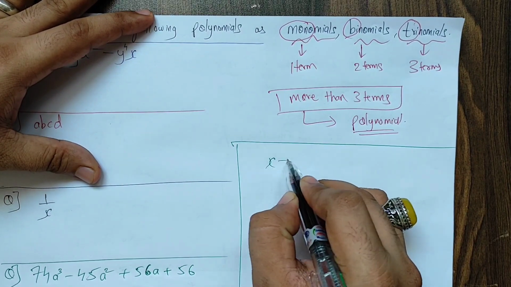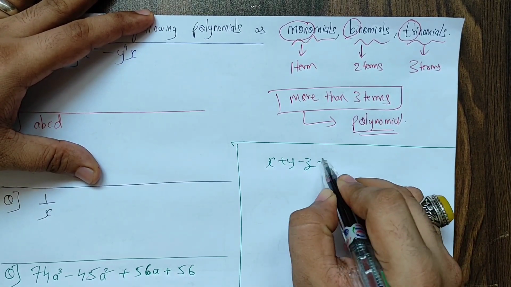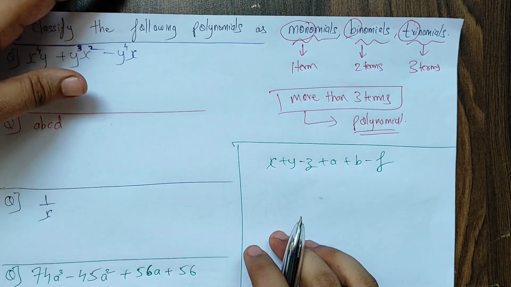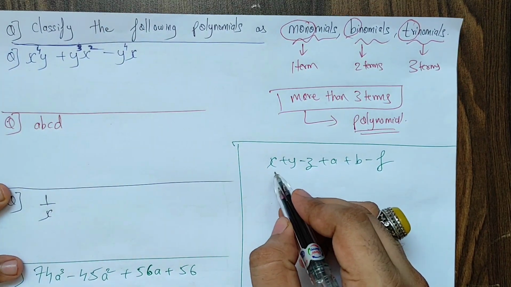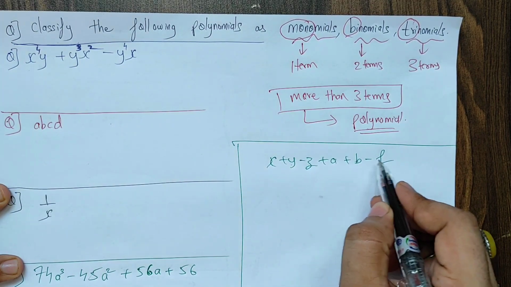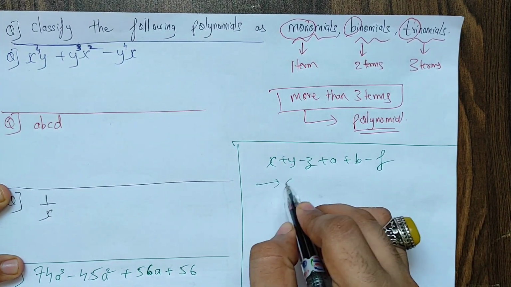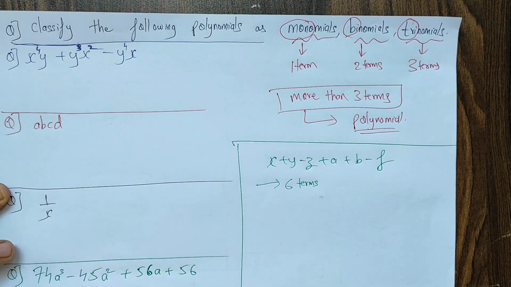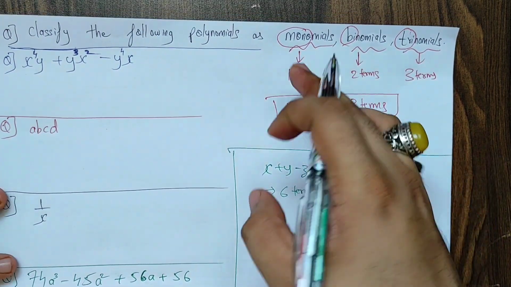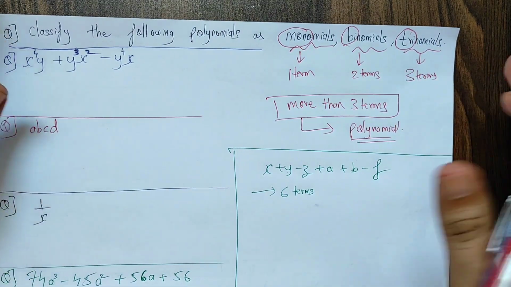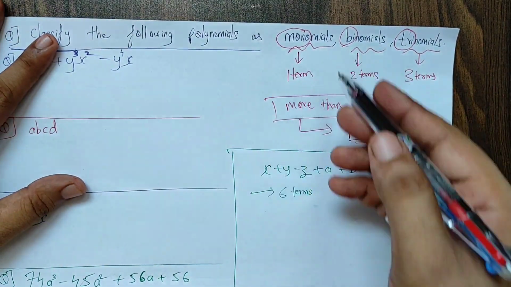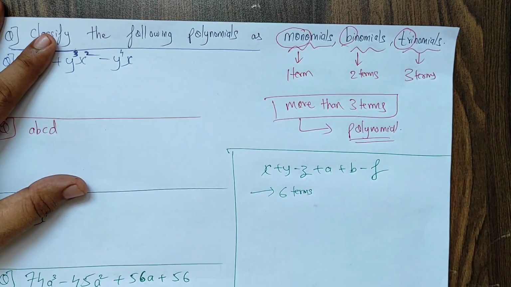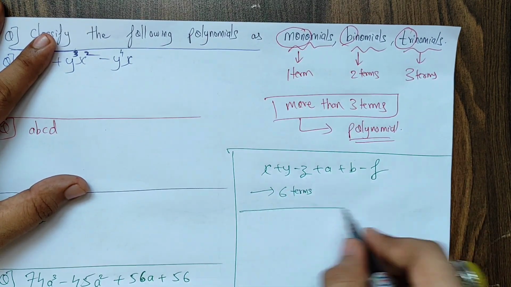If I say x plus y minus z plus a plus b minus f, how many terms can you see over here? I have total 1, 2, 3, 4, 5, 6 terms. I'm not in the debate of what is monomial, binomial, trinomial. That's very simple, you know. 1 term means monomial, 2 terms means binomial, 3 terms means trinomial, more than 3 terms is polynomial. So these are 6 terms, more than 3 terms. So it's a polynomial.